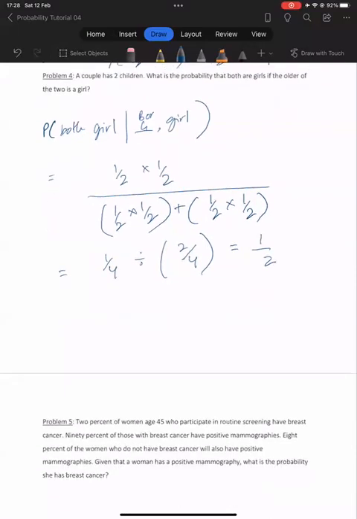So this is the probability that the eldest child is a girl. And then this is both are girls.